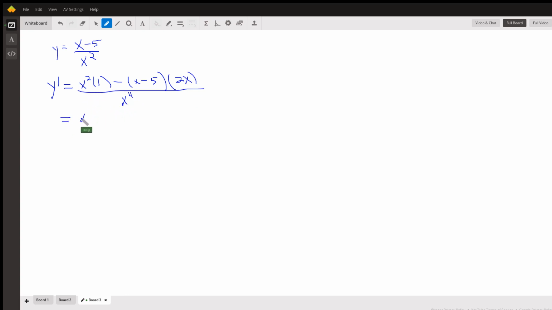So we'll get x squared, then we'll get minus 2x to the 3rd, and we'll get plus 10x all over, oh, sorry, that should have been x squared times x, so x cubed. All over x to the 4th, we get minus x squared plus 10x over x to the 4th.